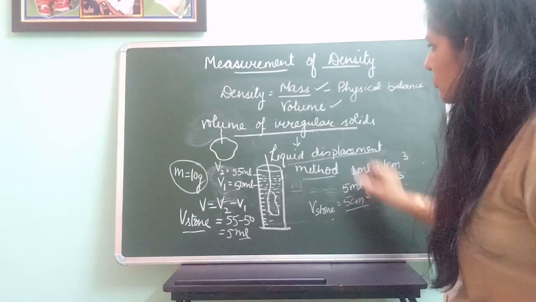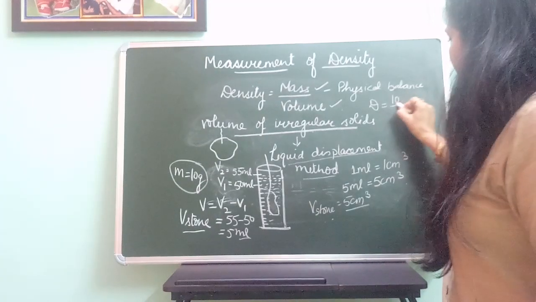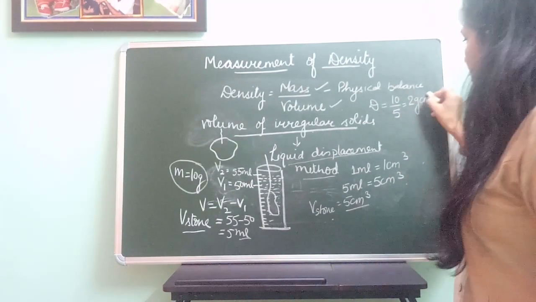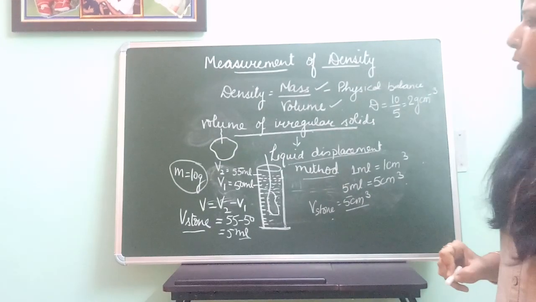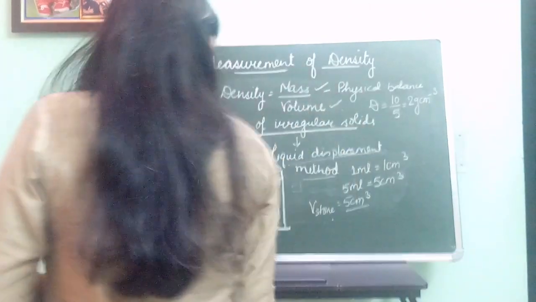And I can substitute both the values in the formula. That gives density is equal to mass upon volume, that is 2 gram centimeter cube inverse. This is how we can calculate the density of an irregular solid. Okay, I am again repeating this method. This is the liquid displacement method.